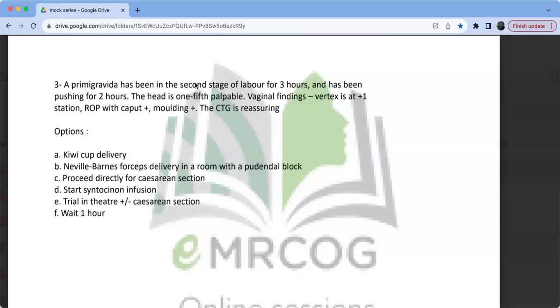A primigravida has been in the second stage of labor for 3 hours and has been pushing for 2 hours. The head is 1/5 palpable. Vaginal finding is vertex at +1 station, right occipito-posterior, with caput plus molding plus. CTG is reassuring. So what will you suggest for this case?